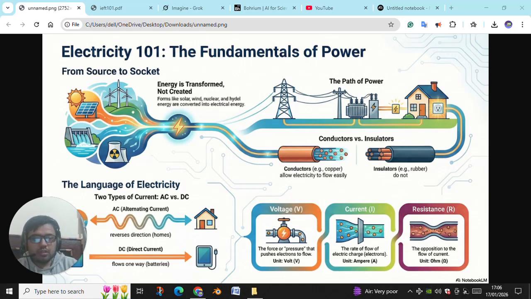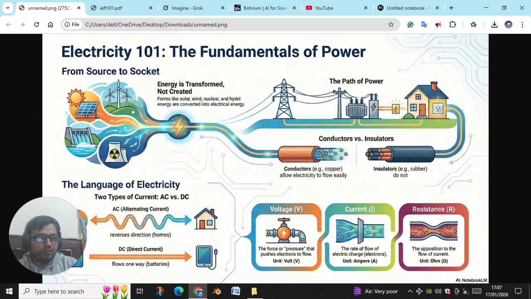Today, in present time, we move to renewable sources of electricity generation. For example, energy is transformed, not created. Forms like solar, wind, nuclear, and hydel energy are converted into electrical energy, go through the transmission lines, then power grids distribute it to residential areas and industrial areas.